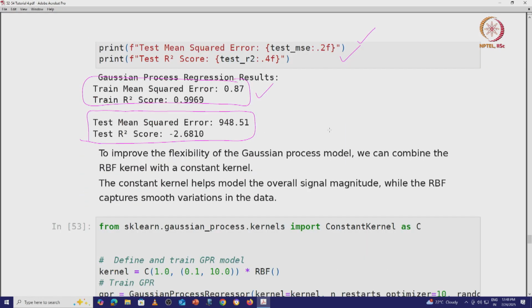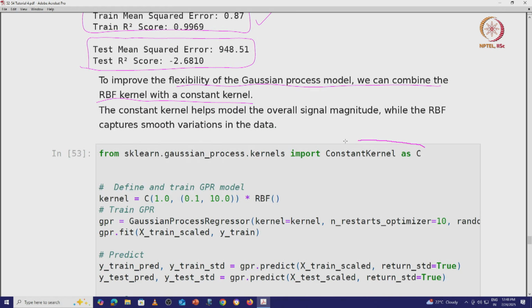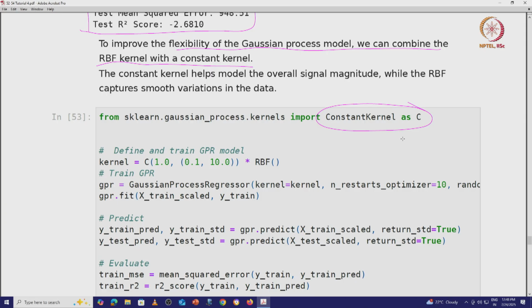So to improve the flexibility of the GPR model, we can combine the RBF kernel with a constant kernel, and the constant kernel helps model the overall signal magnitude while the RBF kernel captures the smooth variations in the data, right. So we have to set a scale for the problem. So now we are also importing the constant kernel as C, and what we are doing is we are taking a constant kernel in this range and then multiplying it by the RBF kernel which was already defined earlier, right. So this is the constant kernel in this range, and then this is the RBF kernel. Of course the optimal value will be decided after the GPR training happens.